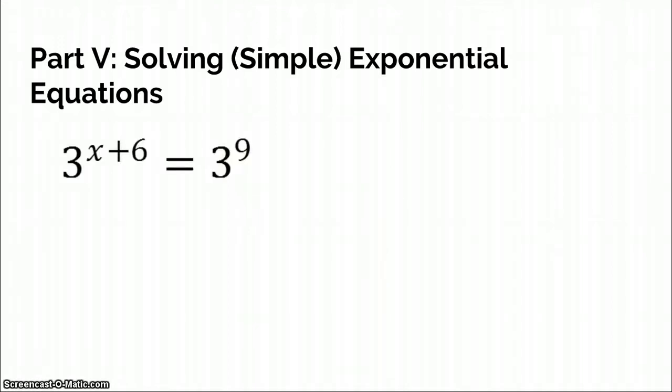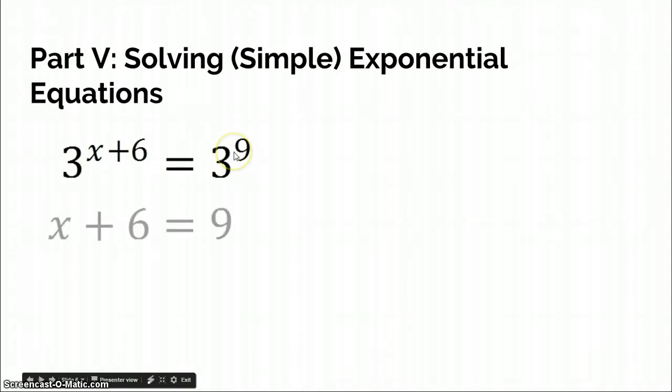For example, 3 to the x plus 6 equals 3 to the 9th power. Now you'll see problems like this as kind of our starter version of these types of problems, and they're going to go as you expect. We have the same base, a base of 3 and a base of 3, so since the bases are the same, that means the exponents have to be the same, so I have to set the exponents equal to each other. x plus 6 equals 9. Then from there, it's pretty straightforward to figure out that x is going to equal 3.